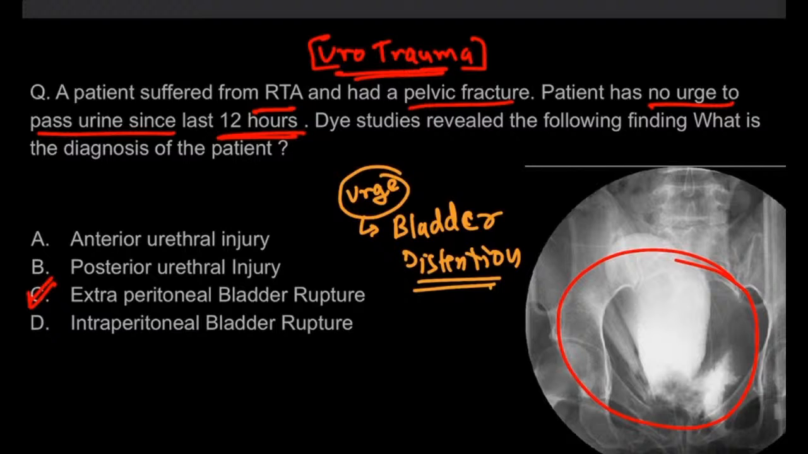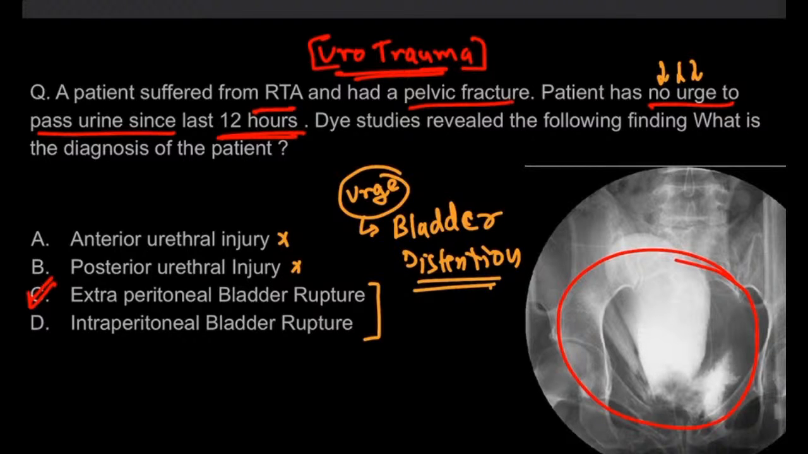Now in this particular patient, if you evaluate, the patient has no urge to pass urine. So what does it tell you? That the bladder is not getting distended. In other words, it is telling you that the patient is suffering from a bladder rupture. So you can rule out the anterior and posterior urethral injury just by this. I hope everybody is on the same page. Because the patient is not having the urge to pass urine, the patient is having a bladder rupture, right?